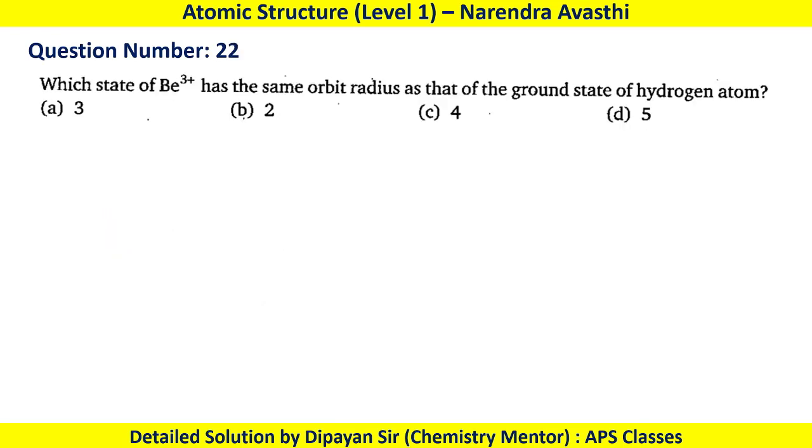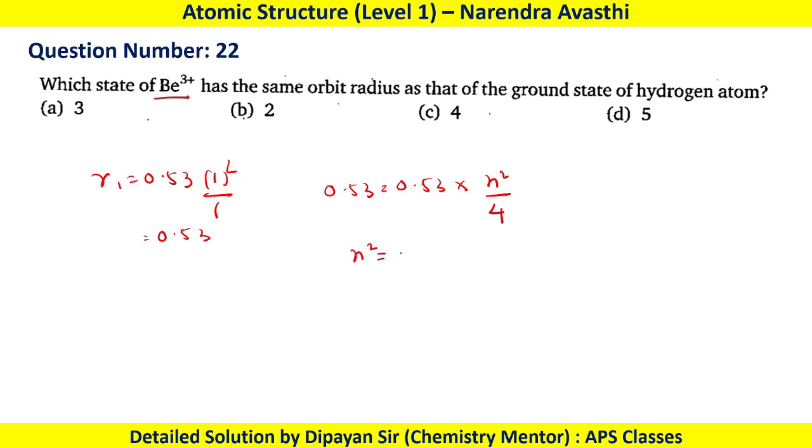In question number 22, which state of Be3 plus has the same orbit radius as that of the ground state of the hydrogen atom? The ground state radius of the hydrogen atom is 0.53 n square by z, that is 0.53. Now this 0.53 is equal to 0.53 n square divided by z, because this is Be3 plus. So from here we can calculate n square as 4, or n equals 2. So the n value is 2, that is option B will be the correct option.